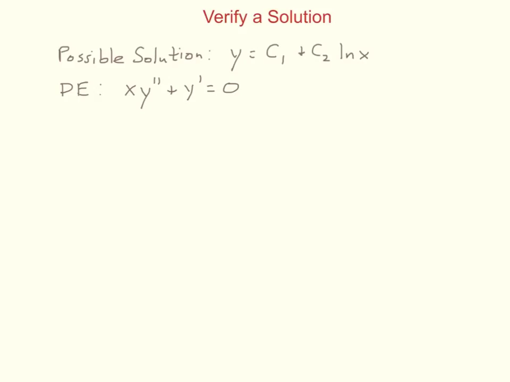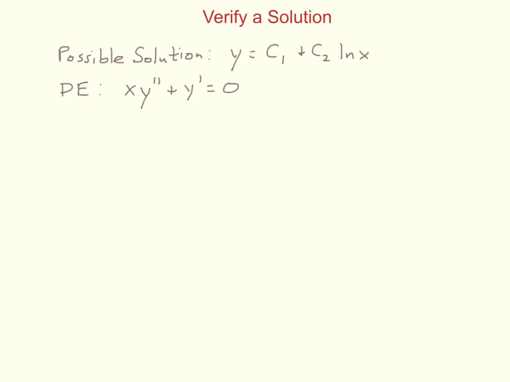First thing we're going to do is verify a solution to a differential equation. So what's going to happen on this one? They're going to give you a possible solution, which in this case is y equals C1 plus C2 ln of x. And we want to determine if this is actually a solution to our differential equation. Our differential equation in this case is x times y double prime plus y prime equals 0. So we need to identify the first and second derivatives of y and plug that into the equation.